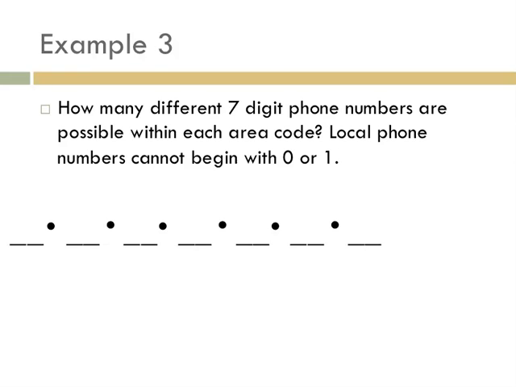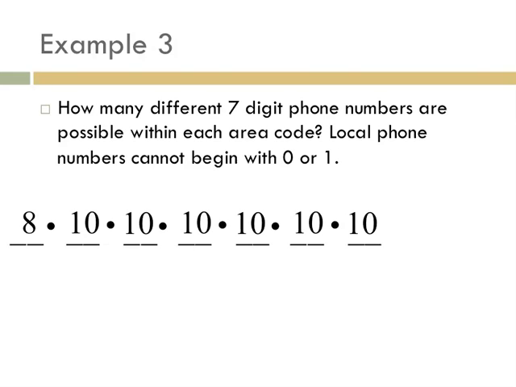Now, it does say that local phone numbers cannot begin with 0 or 1. So for that first slot, we can only have 2, 3, 4, 5, 6, 7, 8, and 9. That's 8 possibilities. For the rest, though, they can be any digit from 0 to 9, so that's 10 possibilities for the other 6 slots.